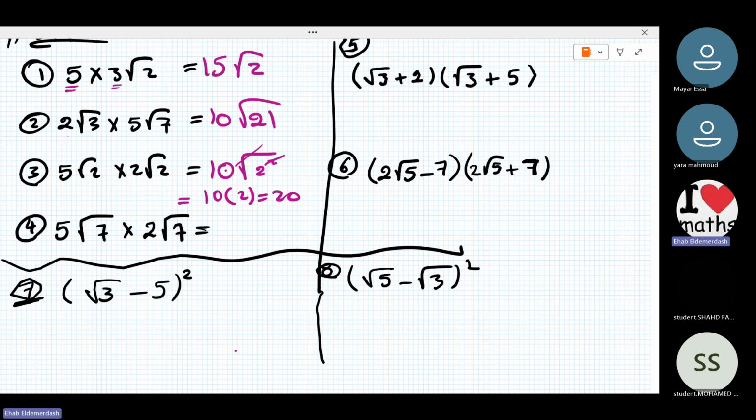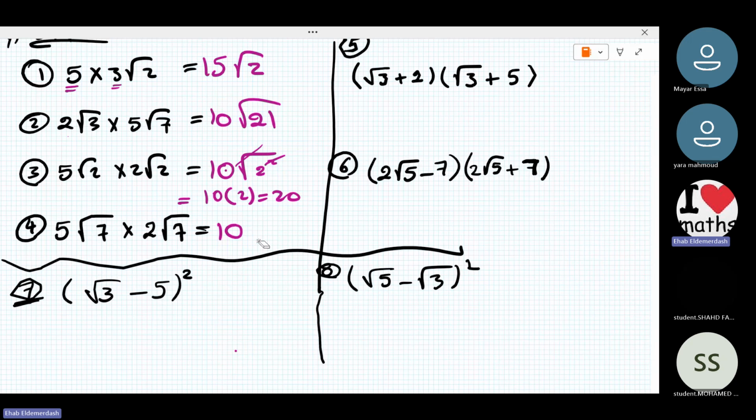Next question. Hopefully, please don't use the calculator to find these answers. 5 into 2 will give me 10. And again, root 7 and root 7, it's the same scenario. It will be square root of 7 to the power 2. The square root and the power 2 will cancel each other. So the final will be 7.